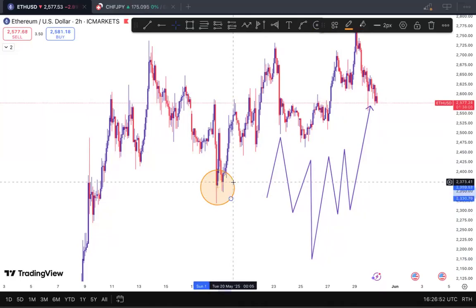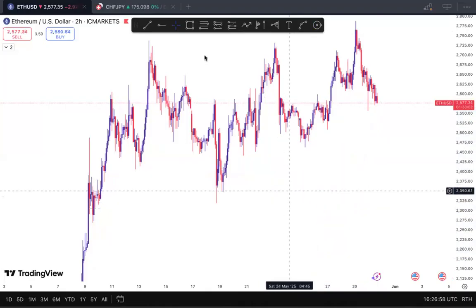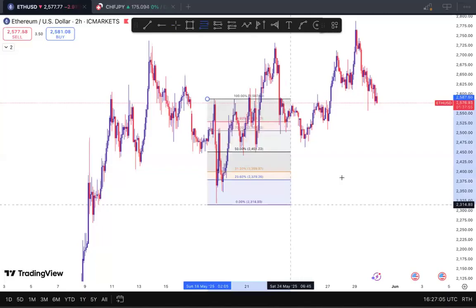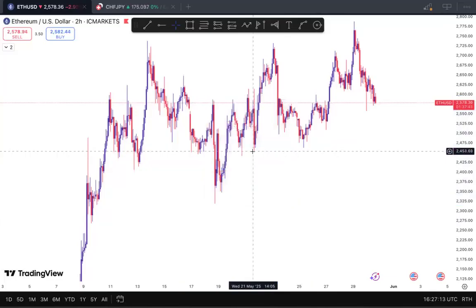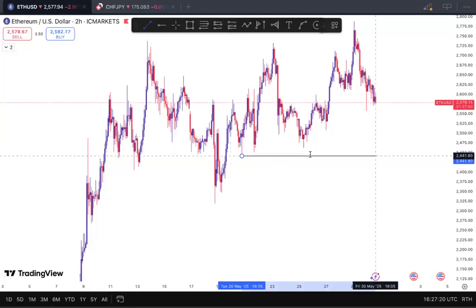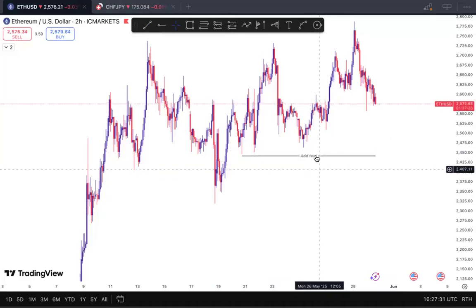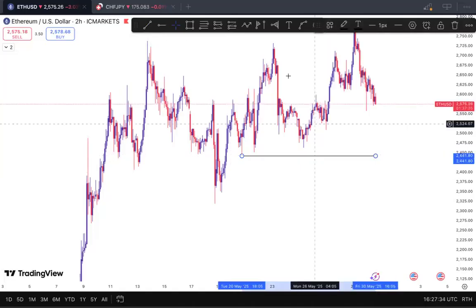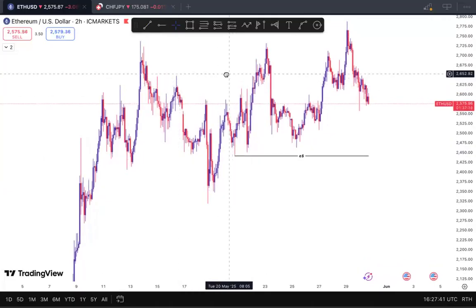So what is the first thing I want to do? I want to make sure that everything is correct. So this is a break. For me, I will place my tool and I'm going to measure my liquidity. I can see that the wick is below the 50%. So that means it's valid. So I'm going to take my tool and then I'm going to draw. I call it illiquidity.